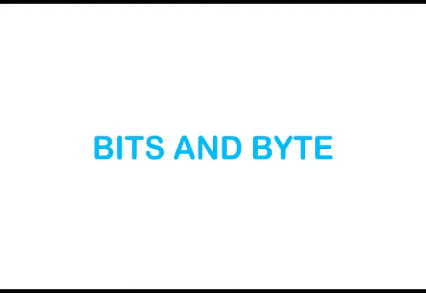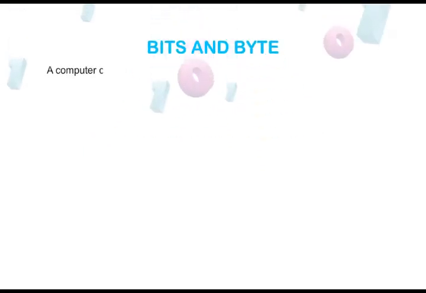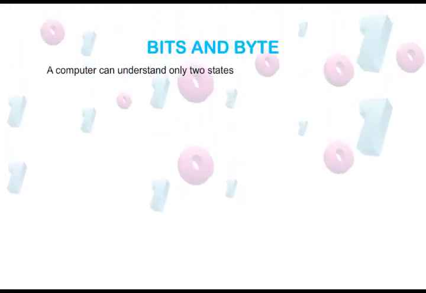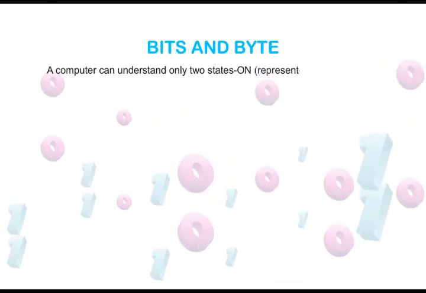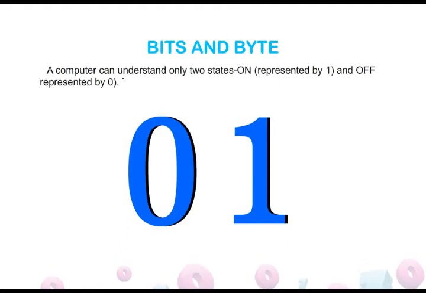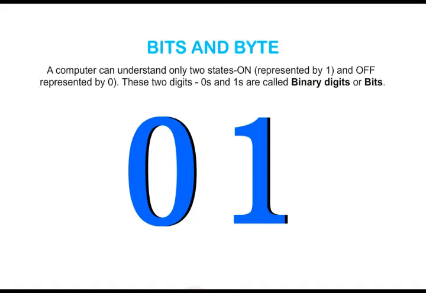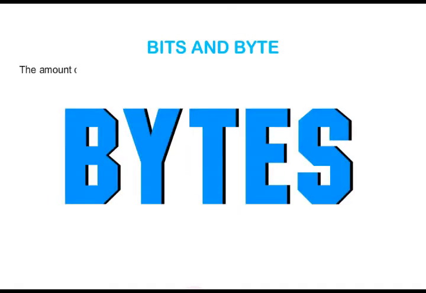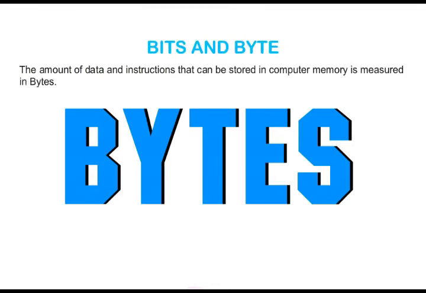Okay, now let us talk about bits and bytes. A computer can understand only two states, on represented by 1 and off represented by 0. These two digits, zeros and ones, are called binary digits or bits. The amount of data and instructions that can be stored in computer memory is measured in bytes.